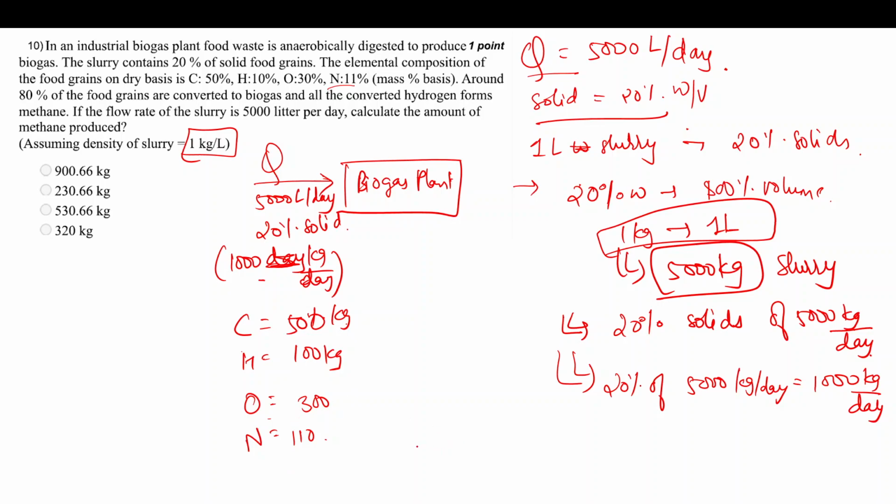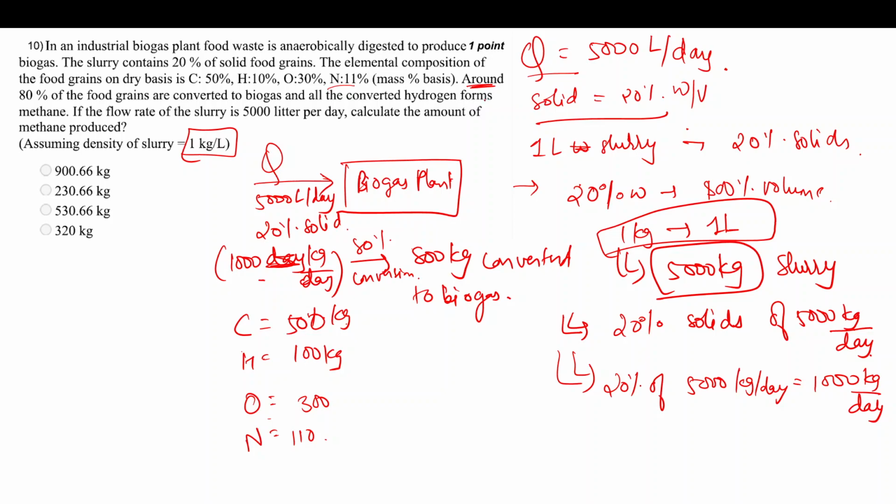Now if you look into the question further, it is given that 80% of the food grains is converted to biogas, right? So 80% means out of 1,000, 800 kg is converted to biogas, right? I hope everyone is following. So, which means that 800 kg of biomass is converted.